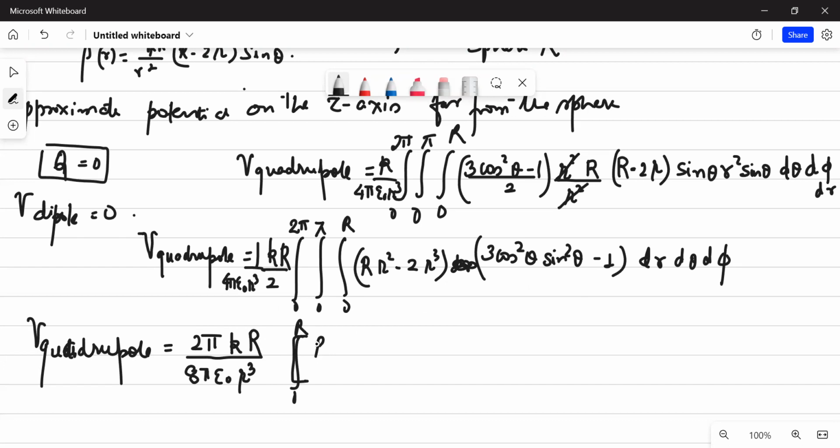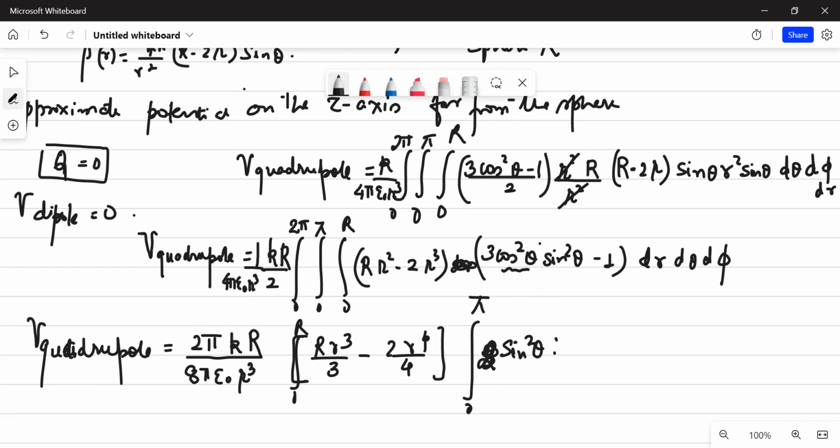How much will this be? It will be r into r cube upon 3, and then you can write 2 into r cube power 4 upon 4. And then again you will write integration from 0 to pi. Let's write this as 1 minus sin square theta. So it will be 3 sin square theta. This is 1. No, this will be 1 minus, so this will be 2 sin square theta. Write 1 minus sin square theta. So no, 2 also will not remain, how much will it be?